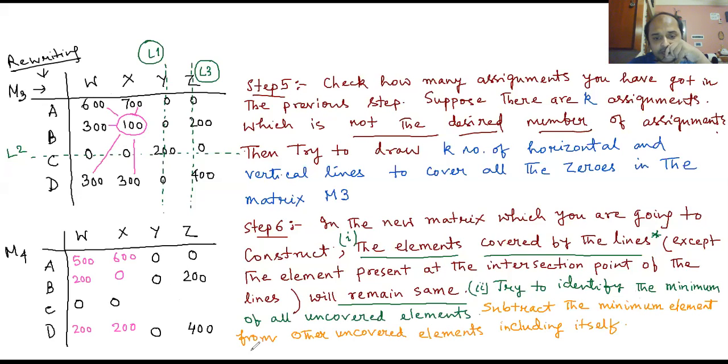all the uncovered elements. Identify the uncovered elements. The minimum is 100. So what do I do? Subtract the minimum element from the other uncovered elements, including itself.